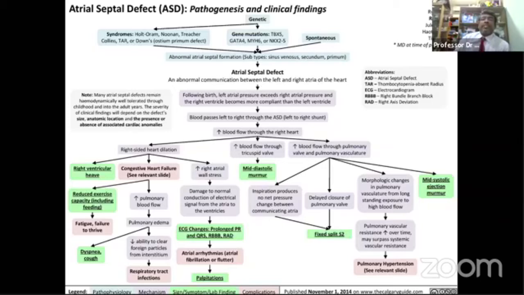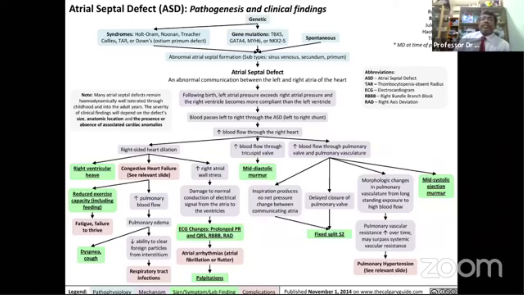These causes may be genetic mutations, or there may be spontaneous causes, or ASD may be associated with some syndromes like Holt-Oram syndrome, Treacher-Collins syndrome, or Down syndrome. In the case of Down syndrome, usually a primum type, atrioventricular canal type of defect is common, and VSD is also common.